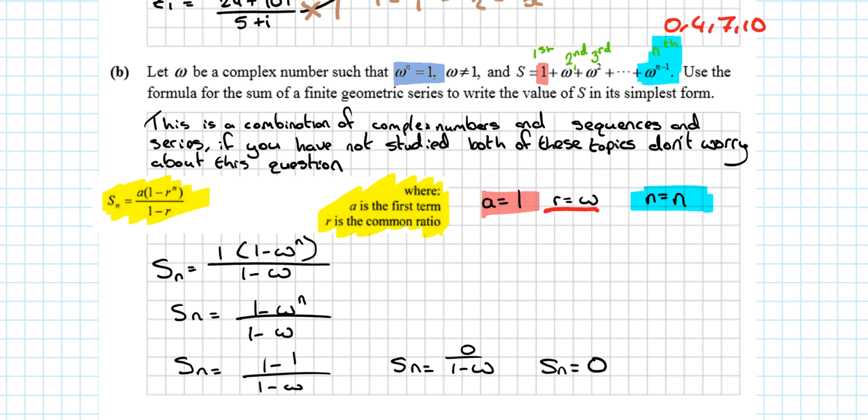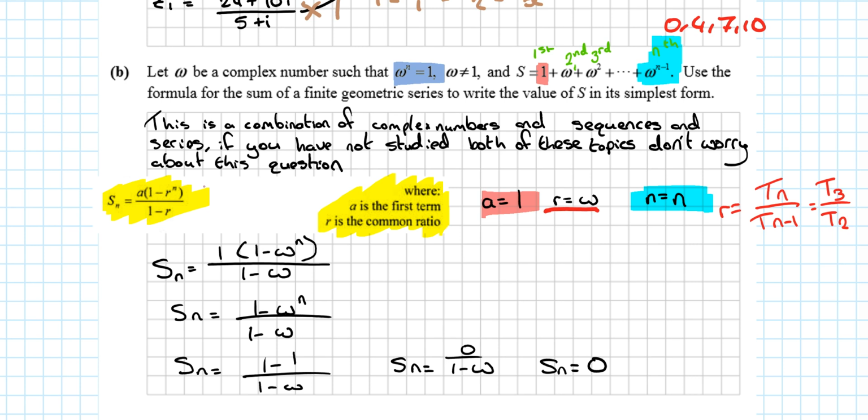Common ratio is what do I multiply the first term by to get to the second term. 1 by omega is omega. What do I multiply the second term by to get to the third term? It would be omega. And it's also equal to Tn over Tn minus 1. So that could be term 3 over term 2, or term 2 over term 1, whatever.